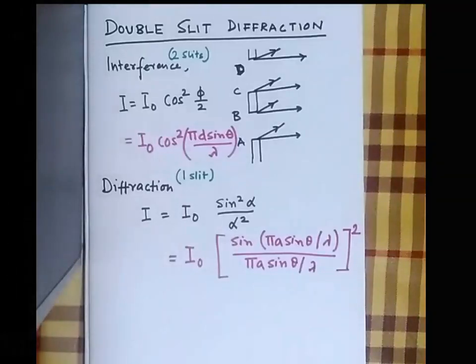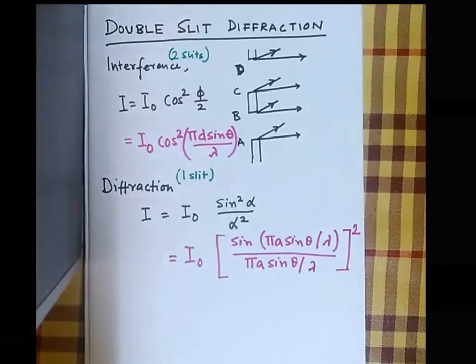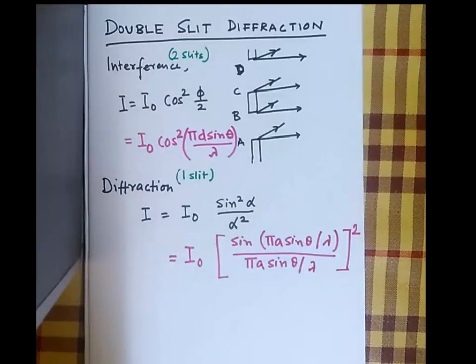Hello students, let us today quickly discuss double-slit diffraction. So we already discussed how the diffraction for a single slit looks, and we saw that the intensity pattern was much different than what we saw in Young's double-slit experiment. But what happens when we combine these two?